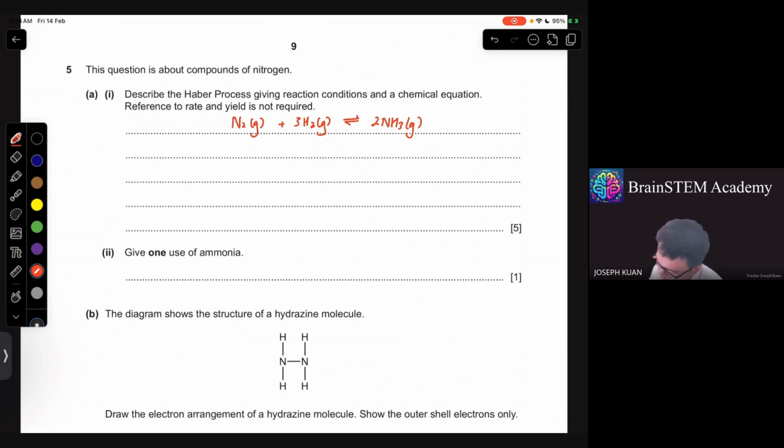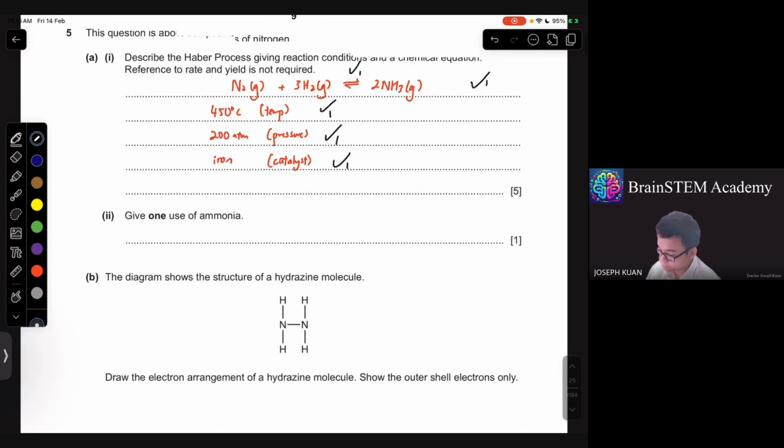Okay, the conditions are 450 degrees Celsius for the temperature, and then 200 atm for the pressure. And then our catalyst is iron, powdered iron. And actually that's it. It's 1 mark for the equation, 1 mark for the reversible symbol, 1 mark for 450 degrees Celsius, 1 mark for 200 atm, and 1 mark for iron catalyst.